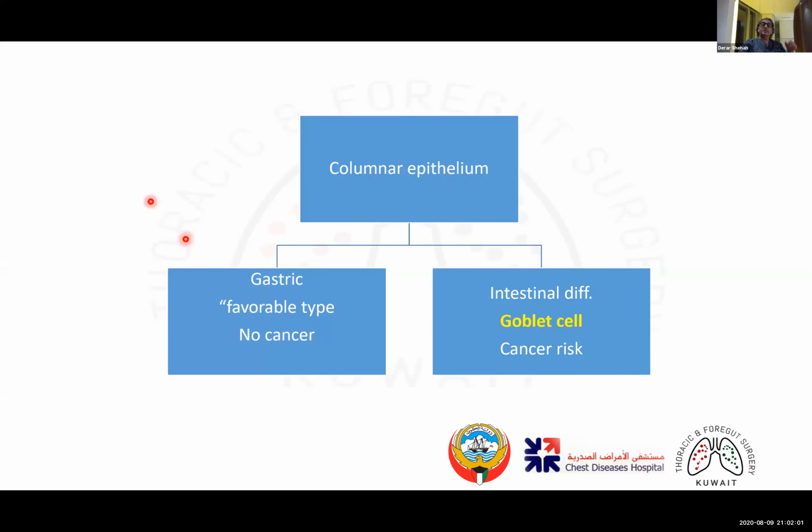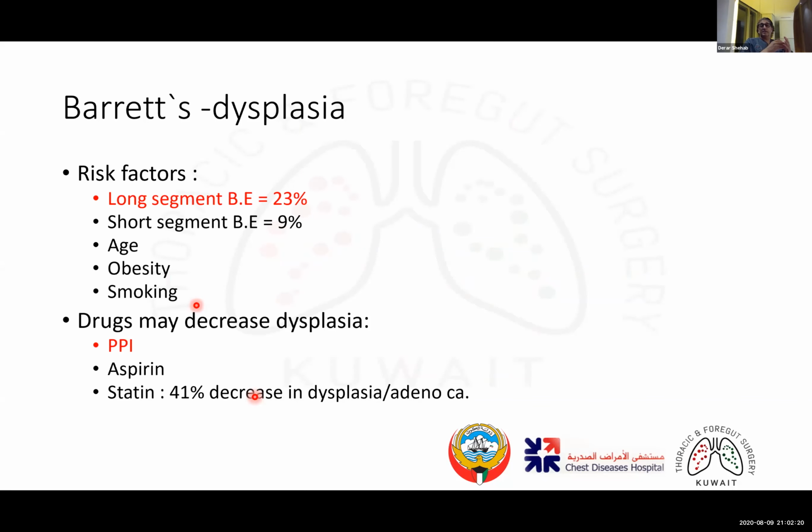I just want to emphasize more that the columnar epithelium should be an intestinal type with goblet cells. Those types actually have the higher cancer risk. But the other type, the gastric type, doesn't carry any cancer risk. Barrett's esophagus may be transformed to adenocarcinoma, but before that, it develops dysplasia. And a risk factor for dysplasia in Barrett's is, for example, if you have a long segment, it carries a risk of about 23%.